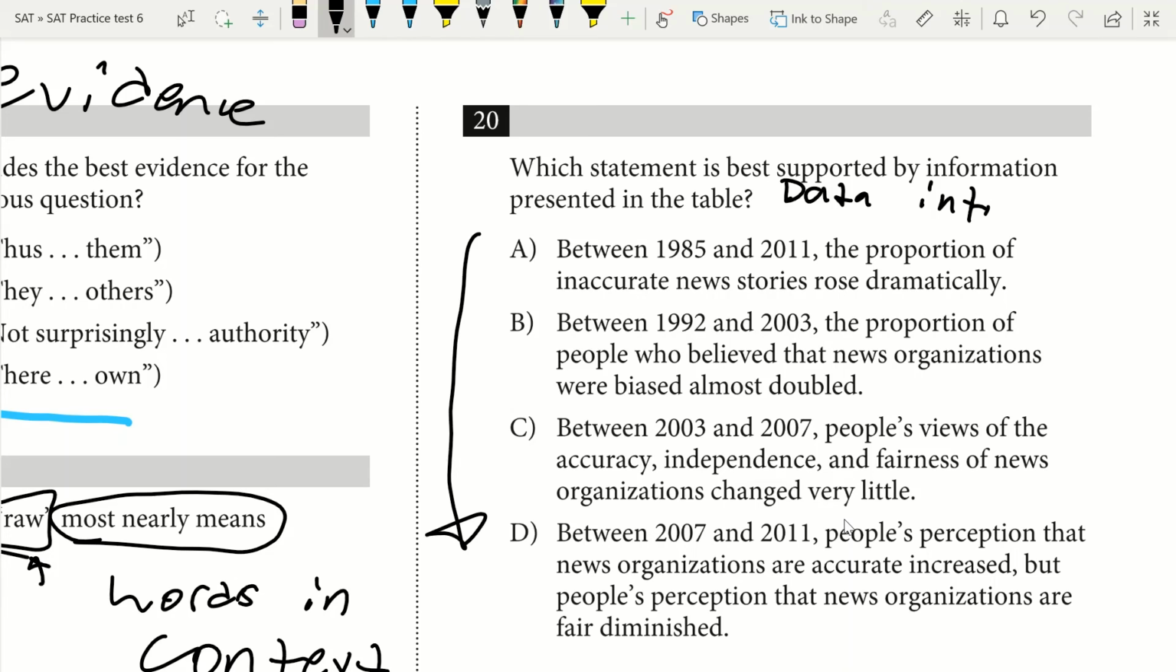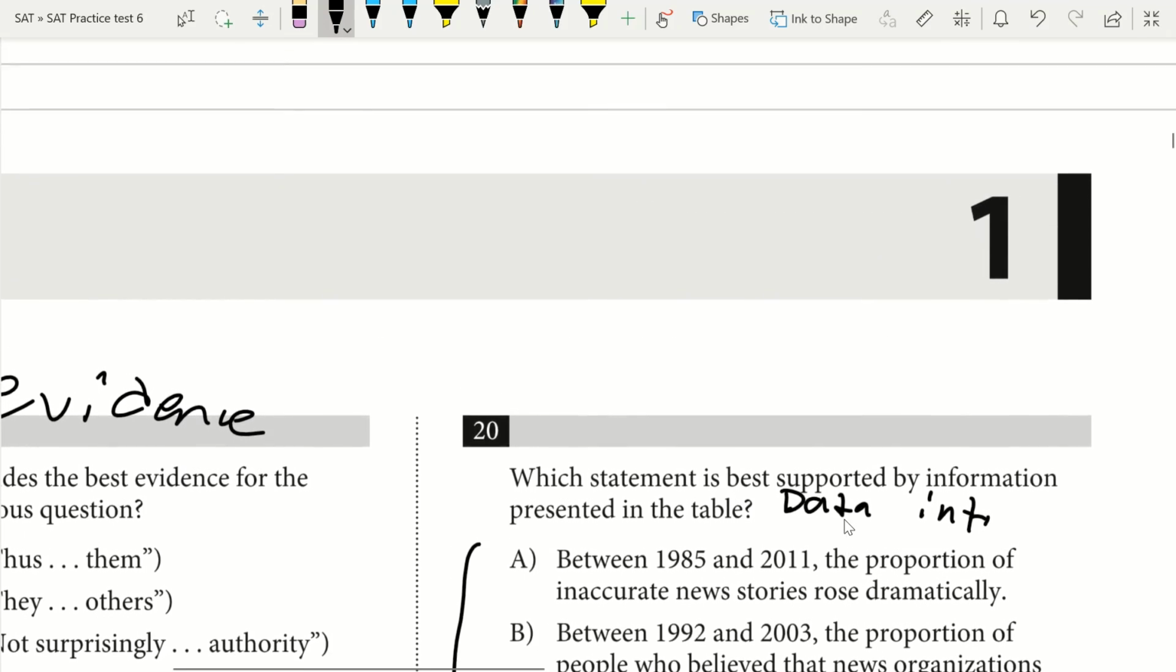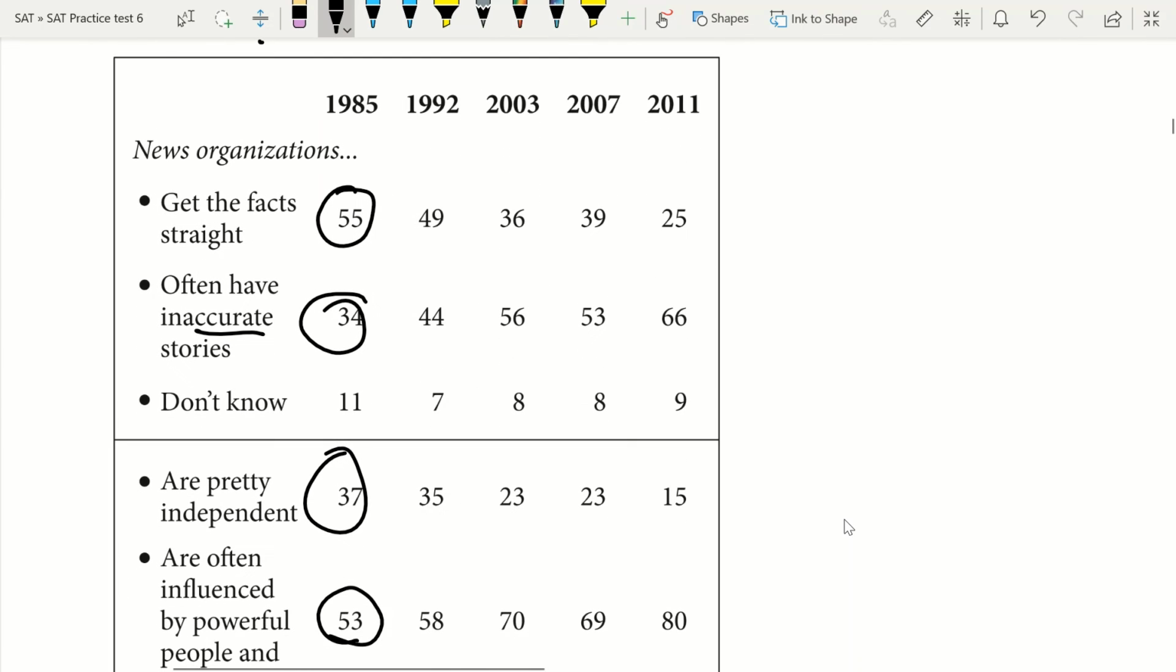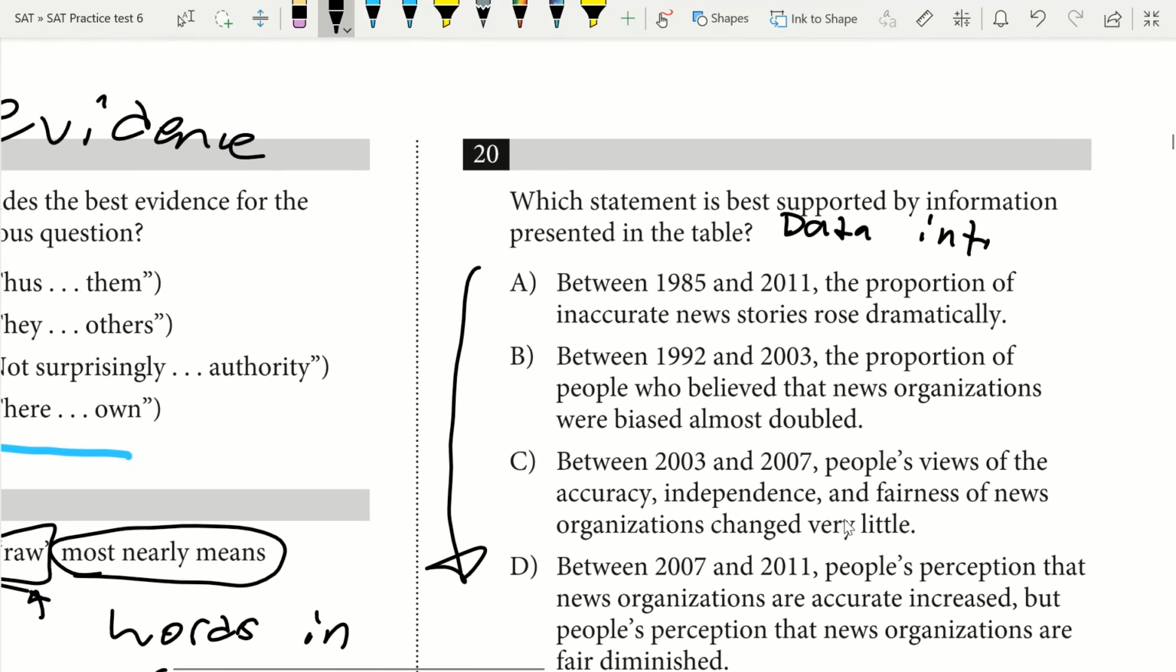All right, so we have option A. Between 1985 and 2011, the proportion of inaccurate news stories rose dramatically. Well, we can quickly take a look. Inaccurate news, proportion of inaccurate news stories between 1985 and 2011. So in 1985 they often have inaccurate stories, saying that it rose. We go down, we look at 20A. Okay, the proportion of inaccurate stories rose dramatically.